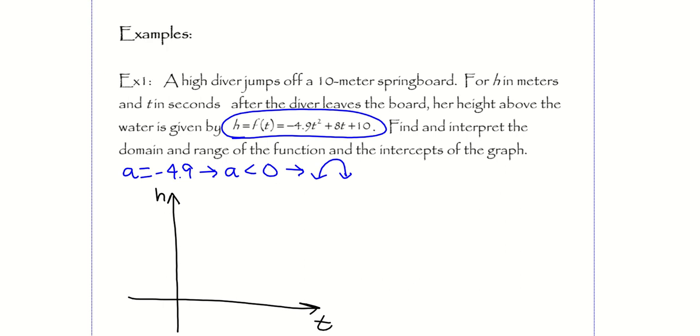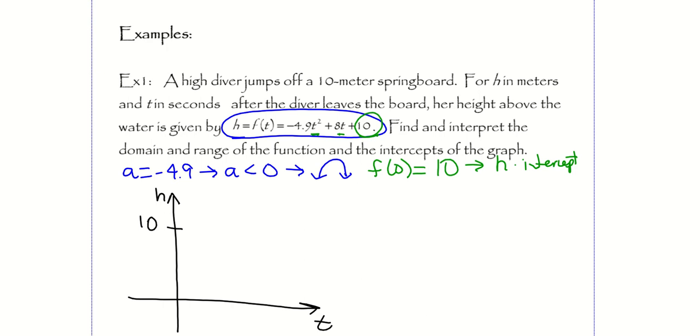The other thing I know is that if I plug in 0 for t, I get negative 4.9 times 0 squared plus 8 times 0, so both those terms are 0, plus 10. This constant in the equation gives me my h-intercept. So if I'm going to graph this equation, I know that it's going to hit the h-axis at 10, and it's going to be a sad parabola.